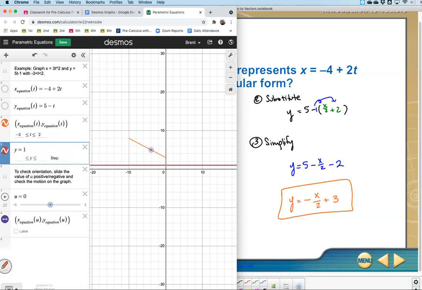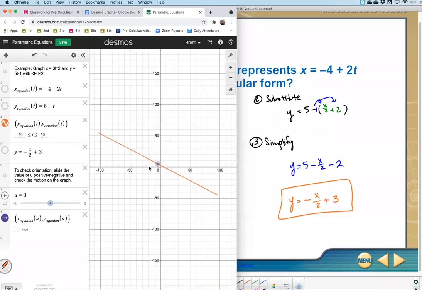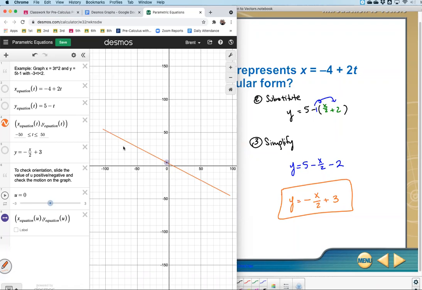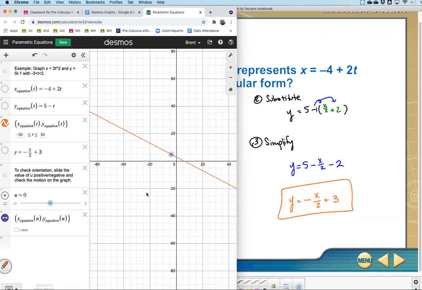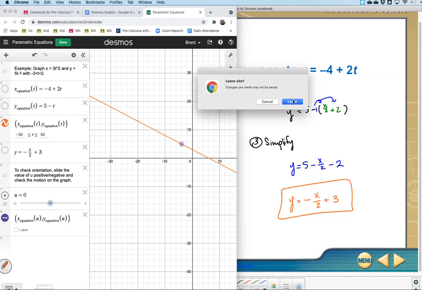y equals negative x over 2 plus 3. Notice, do these overlap? We got the correct answer. Again, if you're wondering why this one is so short, it has to do with this parameter. If I put bigger numbers down here, you would get a longer graph. So that's how that works, for the record. All right, so there was your bell ringer number 1 and 2.